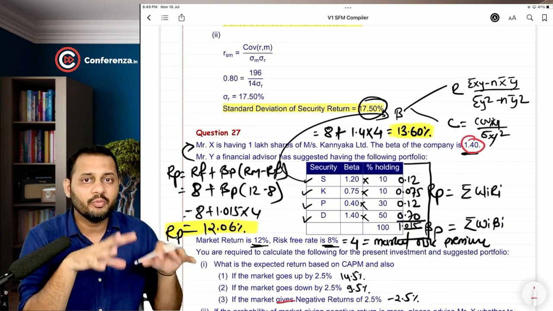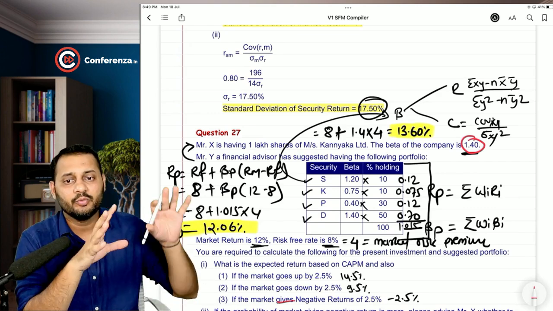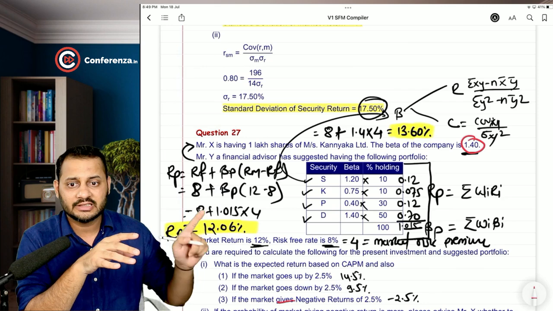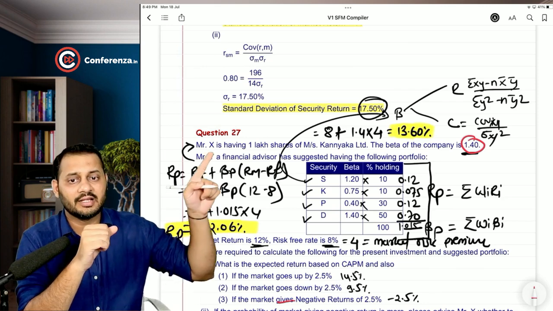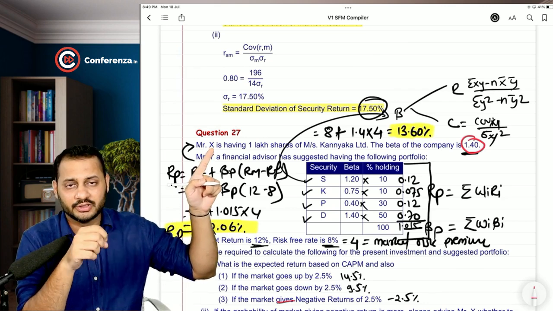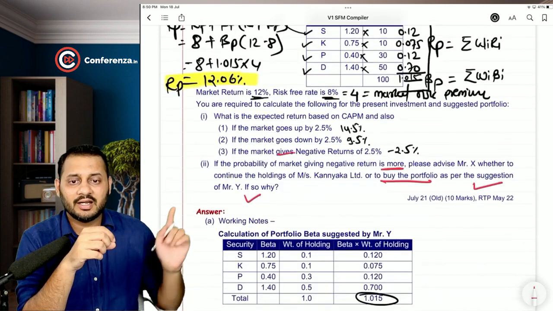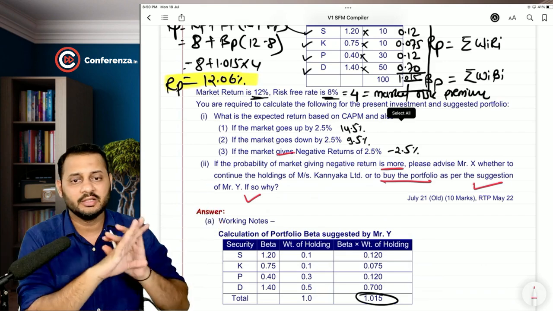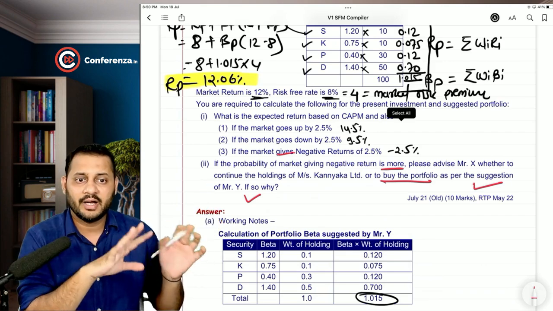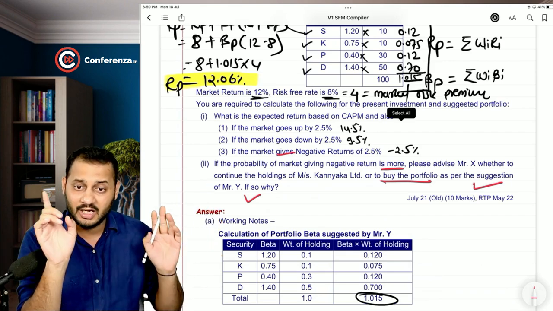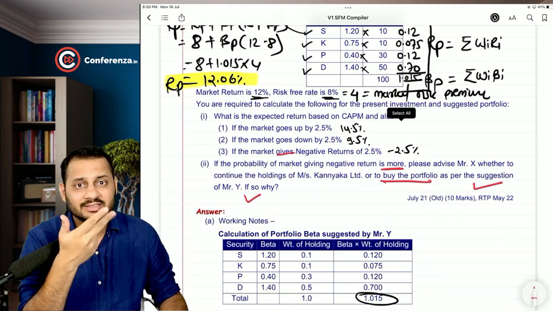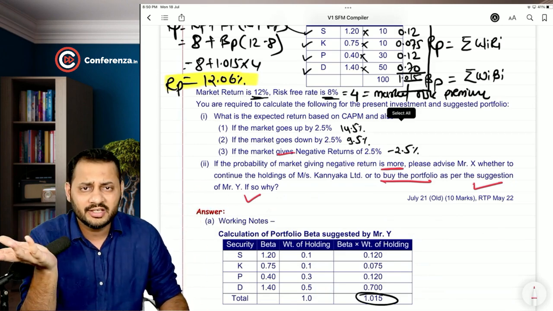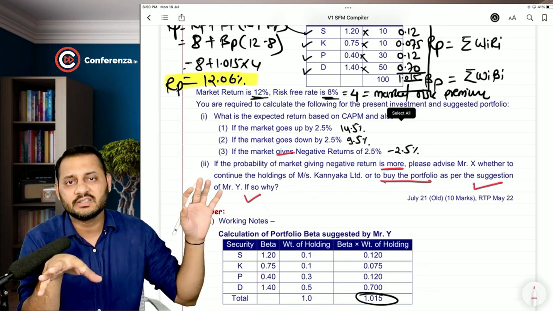But if you still want to be in the market, it's better to be in a portfolio like this, which has a beta of 1.015, rather than having a beta of 1.40. So they are asking our suggestion whether to continue the holding of Messrs. Kanyaka Limited, no, or to buy the portfolio, no. The answer in both cases is no, because the return is negative. Right? Who would want the negative return? It's better to invest in the risk-free securities.